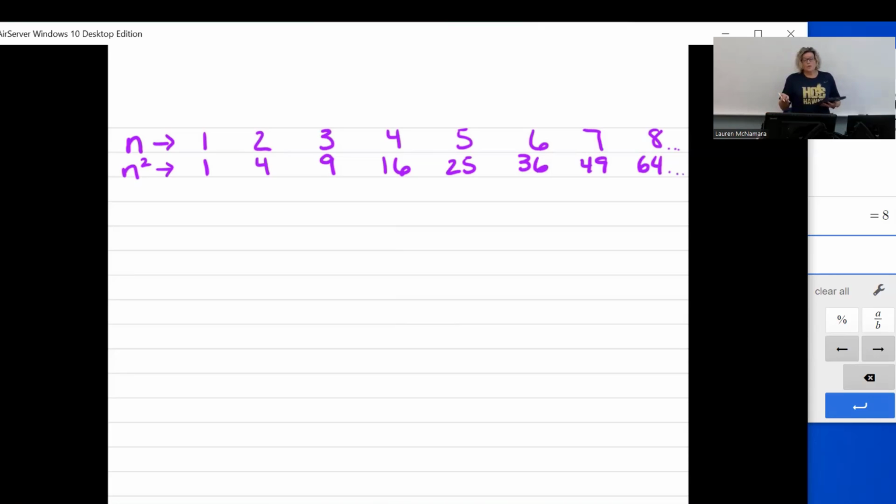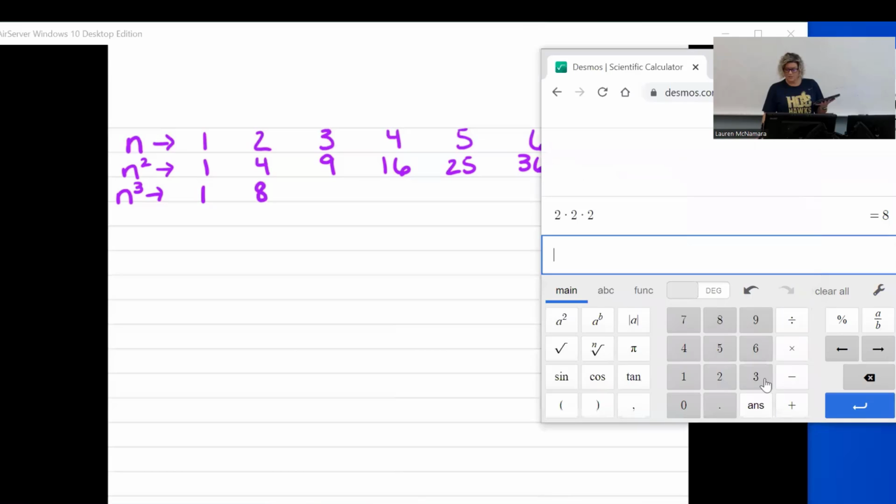Now I'm going to do my perfect cubes, n to the third. 1 cubed is 1. 2 cubed, we talked about, is 8. 3 cubed, so you can always take a minute and do this in your calculator. 3 times 3 times 3, 27. 4 times 4 times 4. So you see what we're looking at here. These are our perfect cubes. So 27, this is 64.